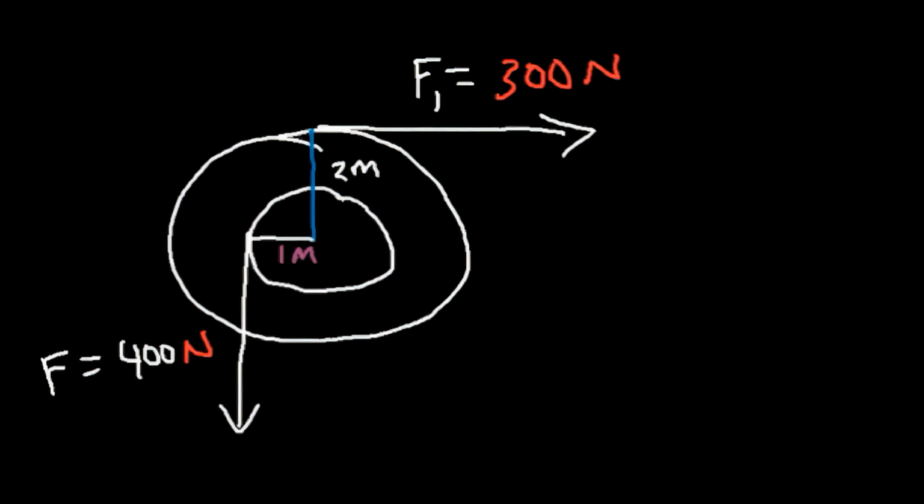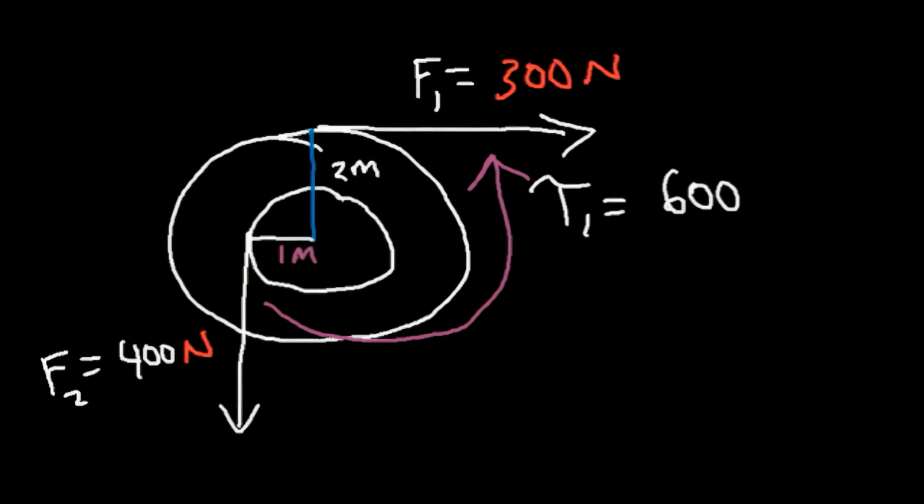So let's call this F1 and F2. So torque 1, is it clockwise or counterclockwise? F1 is going to create a torque that is rotating in the clockwise direction. So it's going to create a positive torque. And that torque is simply 300 times 2, which is 600. F2 will create a torque that's going to cause the wheel to rotate in the counterclockwise direction.